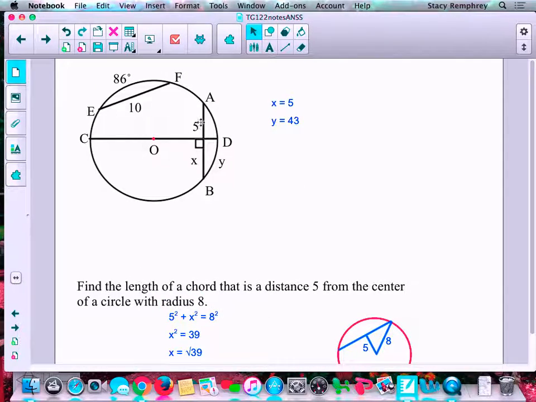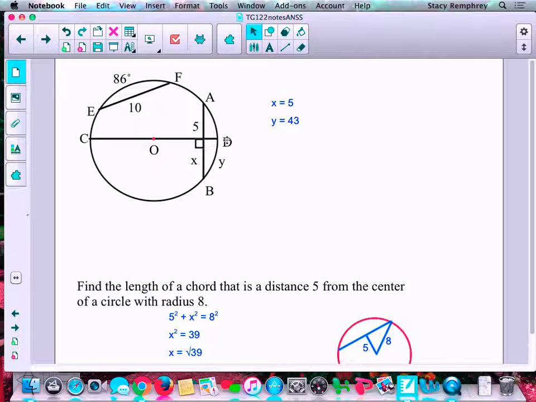Okay, in this one, again, here's the diameter perpendicular to the chord, so it's splitting the chord in half. That's how I knew that x was 5. EF is 10. It tells me that. And since I know that this is 5 and this is 5, I know that chord AB is also 10. So EF and AB are equal. That means the arcs are equal. So this whole thing is 86. Then arc AB is 86, okay?